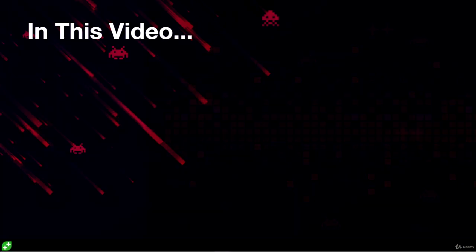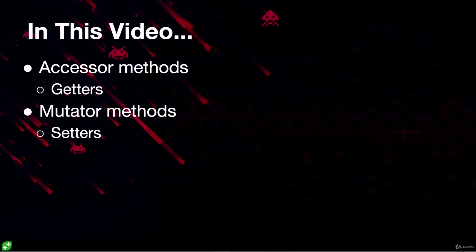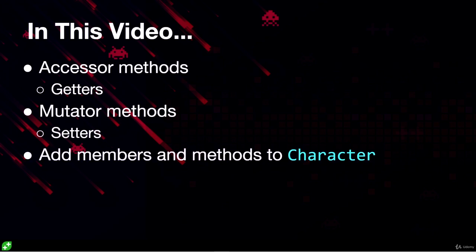Welcome back. In this video, we're going to talk about a couple of different types of methods that a class can have. We'll talk about accessor methods, otherwise known as getters, designed to get private data from outside of a class, as well as mutator methods, otherwise known as setters, designed to actually change the state or data of a class. We'll add some members and methods to our character class so it's not so empty.